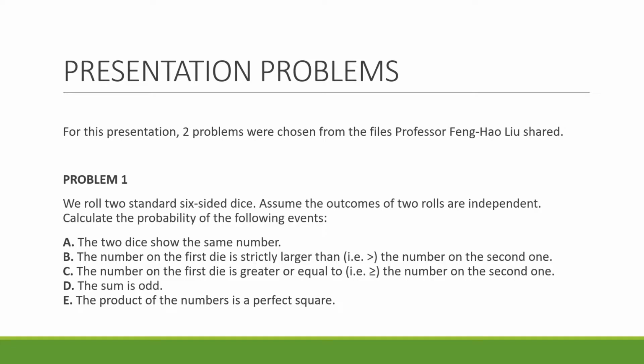A, if the two dice show the same number. B, if the number on the first die is strictly larger than the other one. C, if the number on the first die is greater or equal to the other one. D, if the sum of the results of the faces is odd. And E, if the product of the numbers is a perfect square.